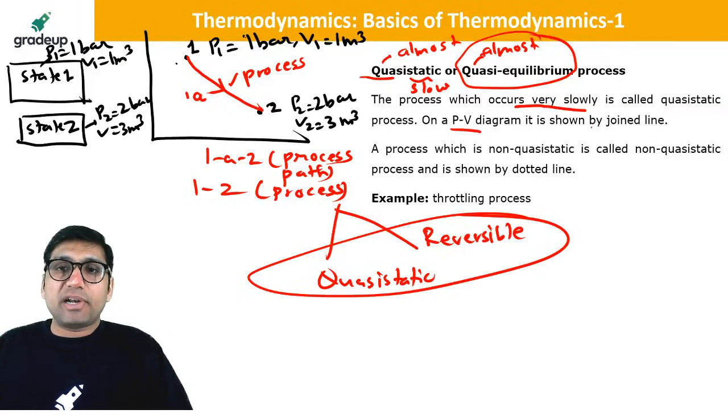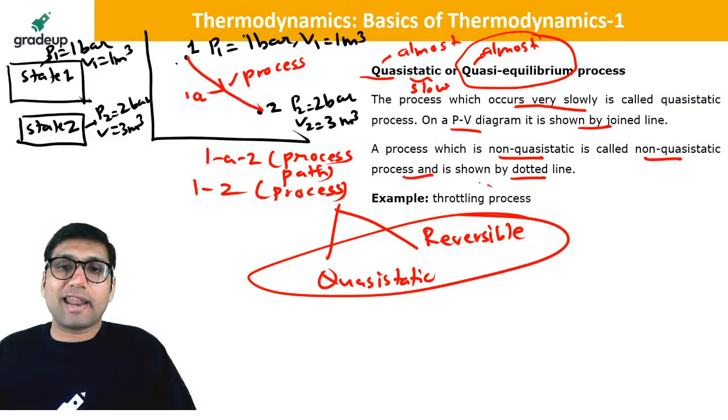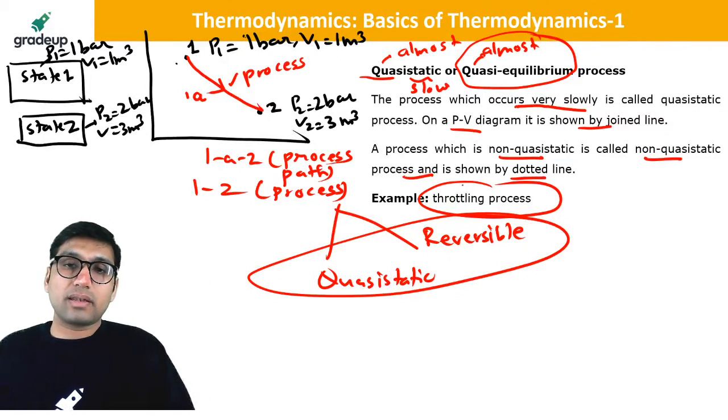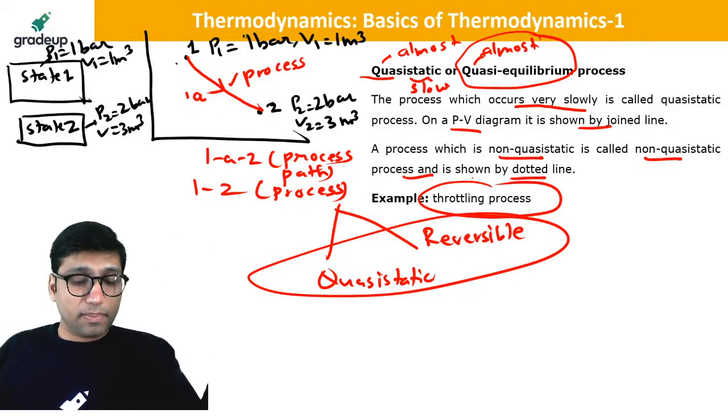On a PV diagram, it is shown by a joint line. Joint line means like this. A process which is non-quasi-static is called a non-quasi-static process and is shown by a dotted line. Example, throttling process. Throttling process is a non-quasi-static process, or we can also call it an irreversible process.